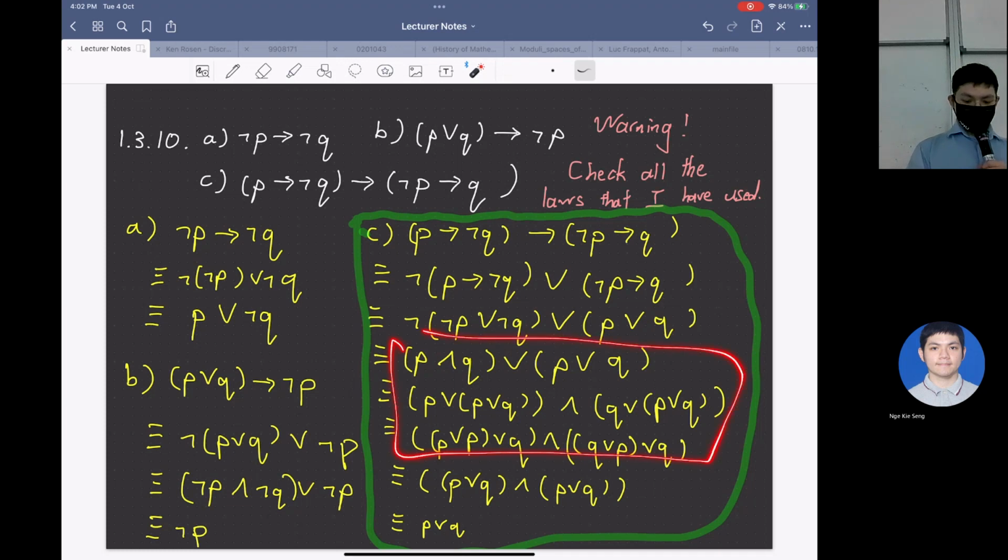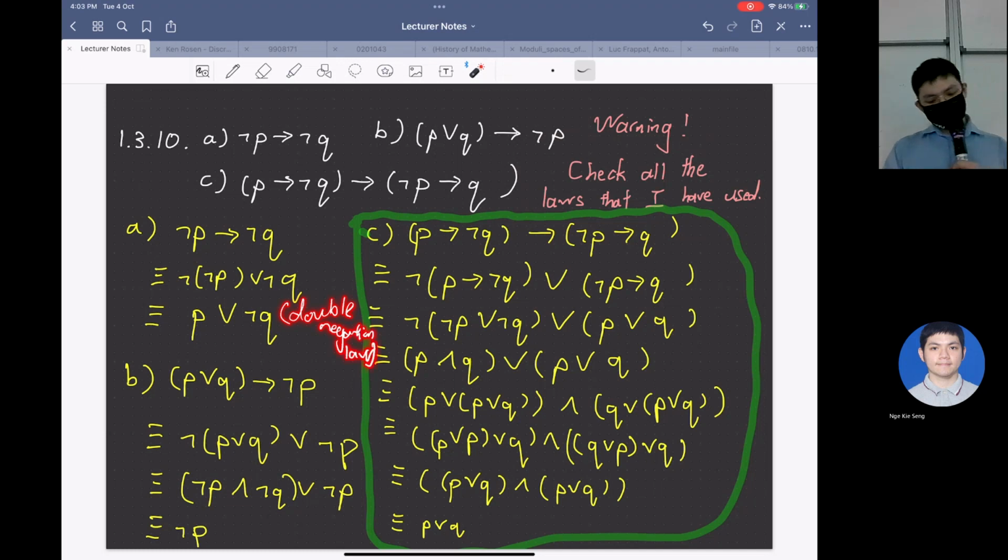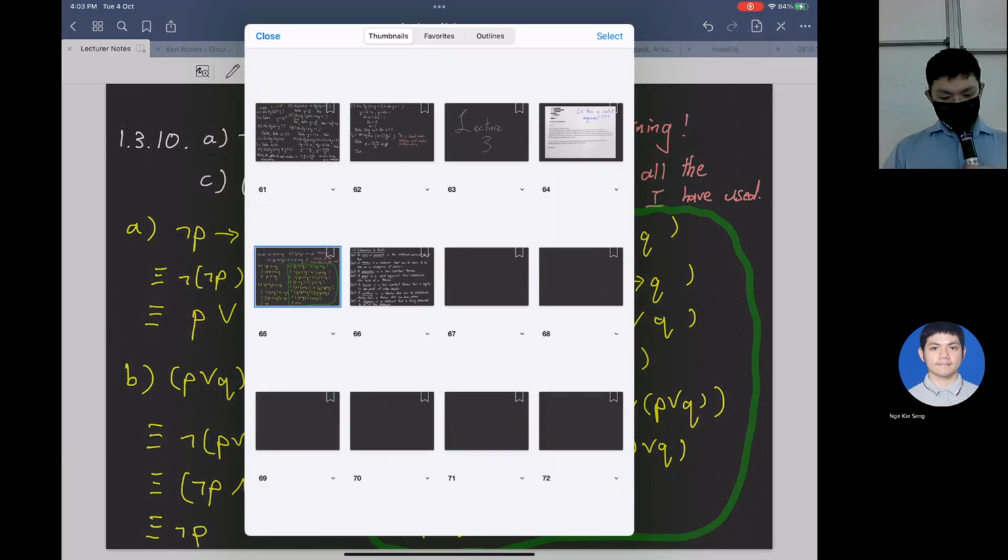Because I didn't write down the laws, it's an exercise for you to state all the laws that I use. For example, from here to here, I use the double negation law. So make sure you write down all the laws. In the exam, you should write down these laws, but it doesn't mean that you need to memorize the table.